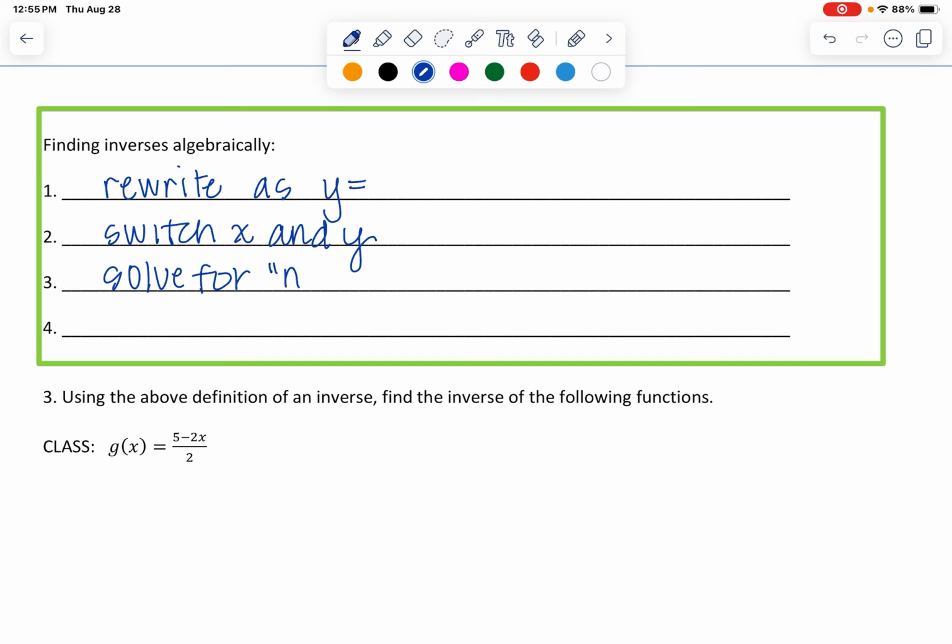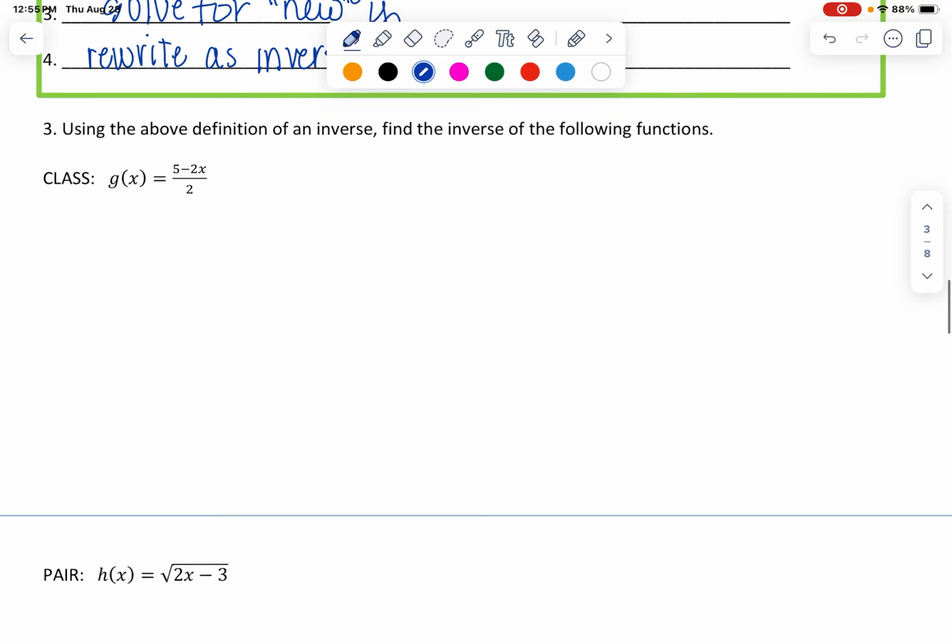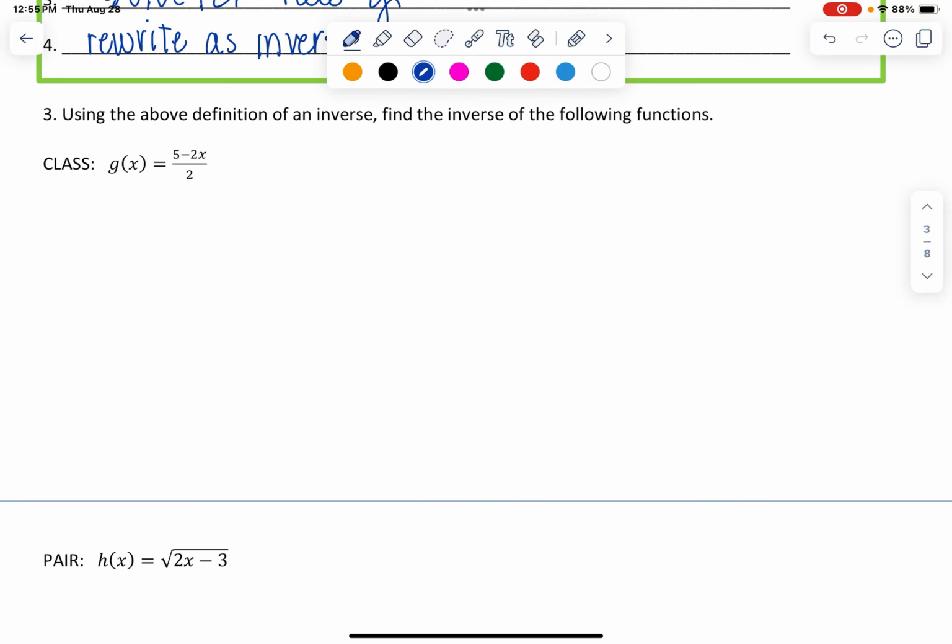I'll put new in quotes here. Like the new y, the y that we just designated as the new y, and then rewrite as inverse, or in inverse notation, okay?